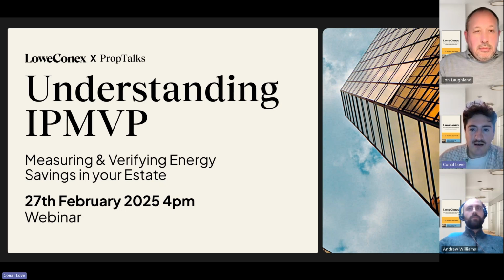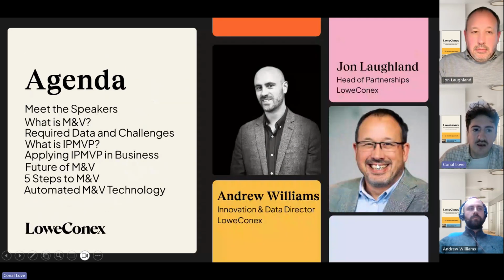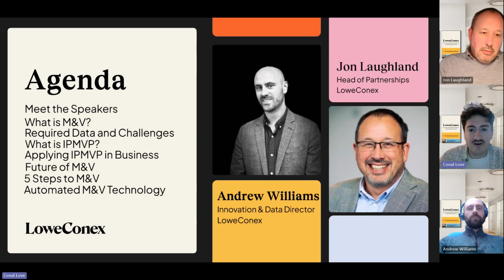I'm going to bring you through quickly a brief agenda and introduce you to our two speakers before we get stuck into it. Today we'll do introductions, as I said. We'll talk a bit around what is M&V, the required data and challenges with that. We'll talk about IPMVP, which is a protocol for M&V. We'll talk about applying that then in a business context. And then Jon at the end is going to bring you through the future of what that looks like, 5 steps within your business to actually implement it in a practical way, and then talk a bit more about automated technology and how we can achieve M&V processes in a much cleaner, faster way.